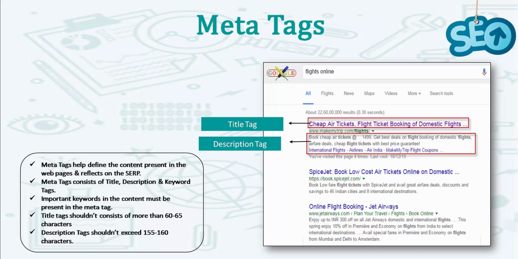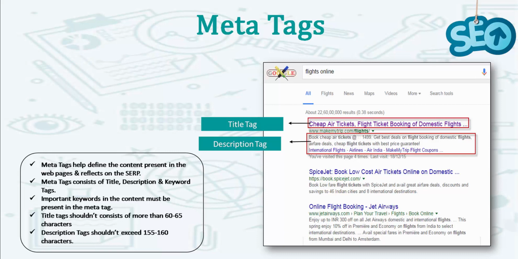So cheap air tickets, flight ticket booking of domestic and international flights would be the ideal title tag for makemytrip.com/flights. All keywords are included. It is not necessary that you include your domain name within the title tag. Why? Because your domain name is already provided in your URL that is appearing in the search result. The description tag is more of a conversational format of the title tag.